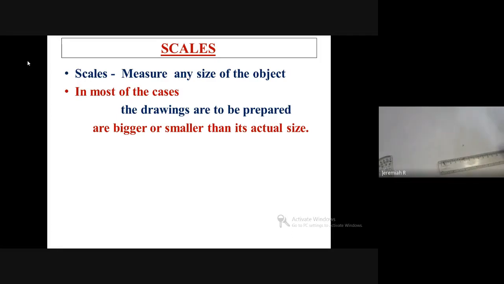In most practical applications, we have to prepare drawings that may be bigger or smaller than the original size. Just imagine I want to draw a car in a drawing sheet. The car is somewhat big, but I want to draw it in a drawing sheet, so we have to go for reducing size. We have to go for either enlarging or reducing scale. That depends on the dimension.